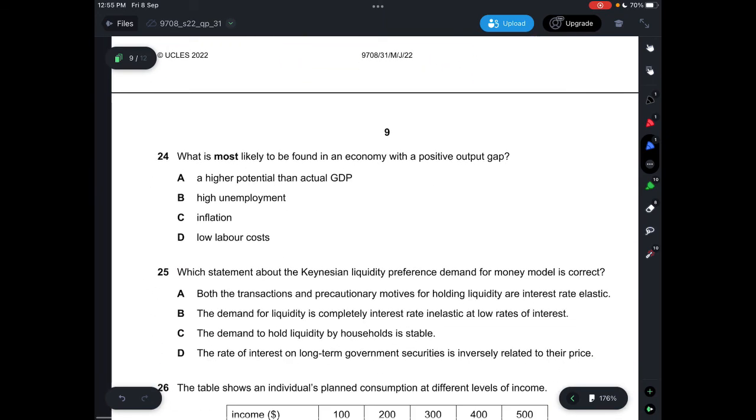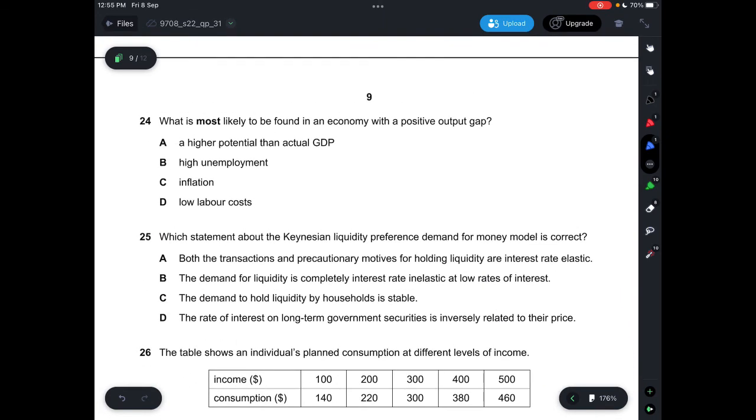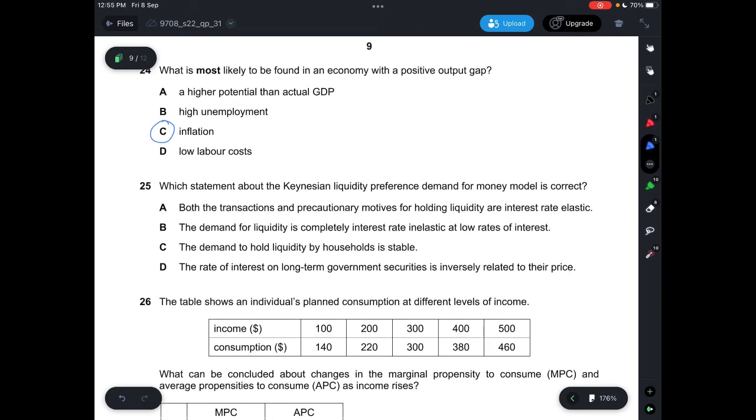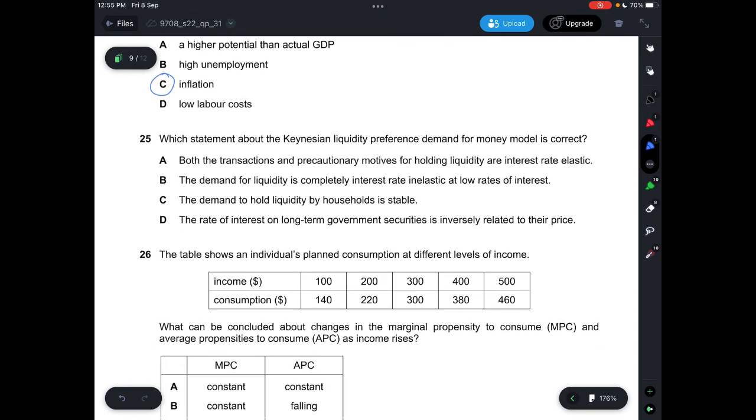Right? 24, what is most likely to be found in an economy with a positive output gap? That would be inflation. So answer is C. Let's say C.